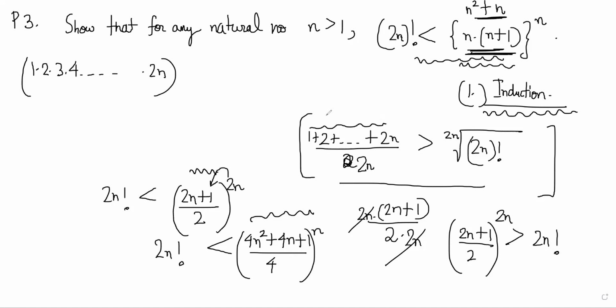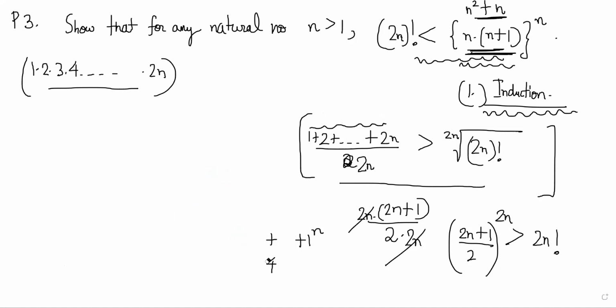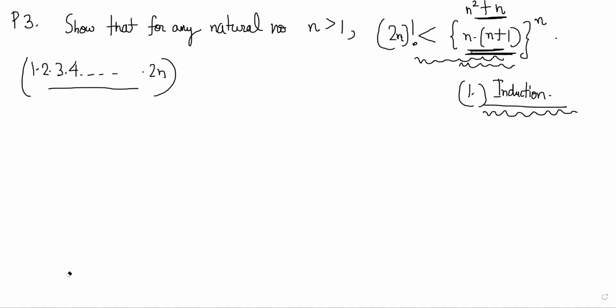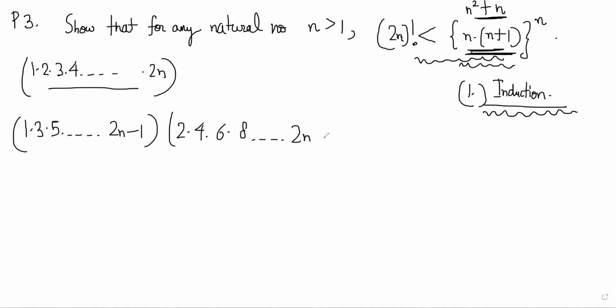Basically, by doing direct AM-GM on all the numbers, we are getting a less strict inequality, a more loose inequality. We want a tighter inequality, correct? So we'll think of applying AM-GM in a slightly different way here. Think of the product of these 2n numbers as two groups of numbers. One is 1, 3, 5 till 2n minus 1. And the other group is 2, 4, 6, 8 till 2n, right?